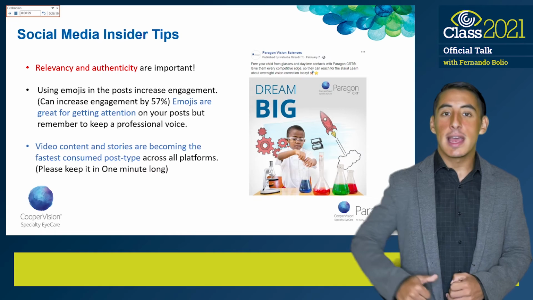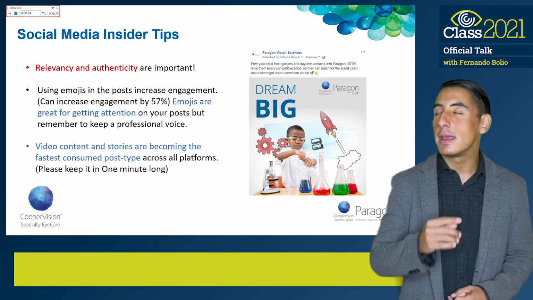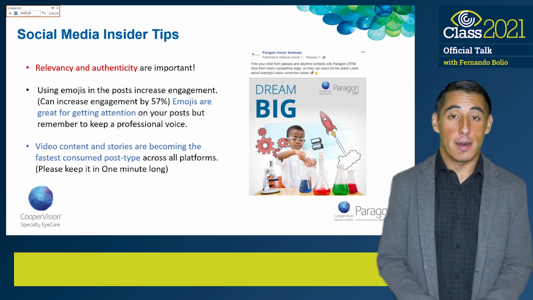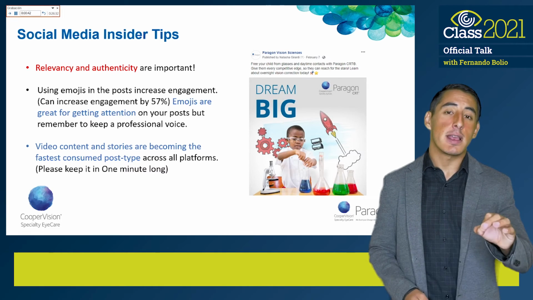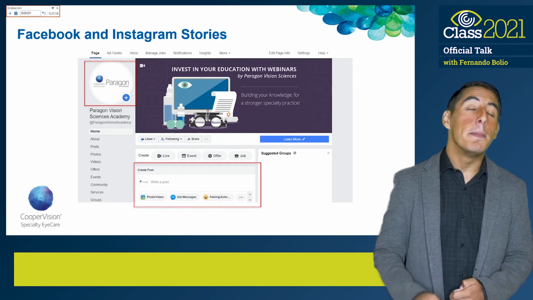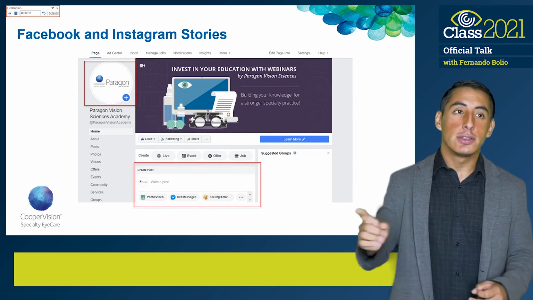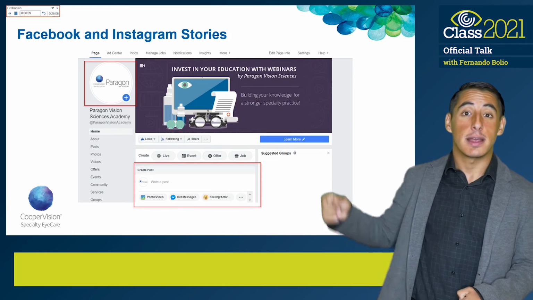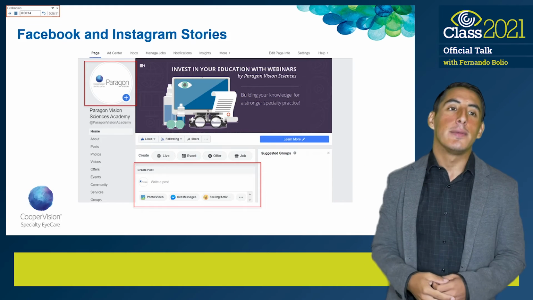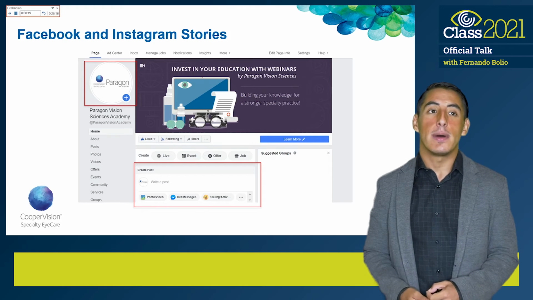Video content and stories are becoming the fastest way to consume content on the internet, but keep it to 1 minute. Nobody wants to see a whole movie of something they don't even know about, okay? Facebook and Instagram stories are a very fast way to consume content. This is becoming very popular right now, and it's very easy to share. On your Facebook page, go to the top bar of this section, click the blue button, and it will give you the opportunity to upload either a video or a picture, and then you can decide what to share.